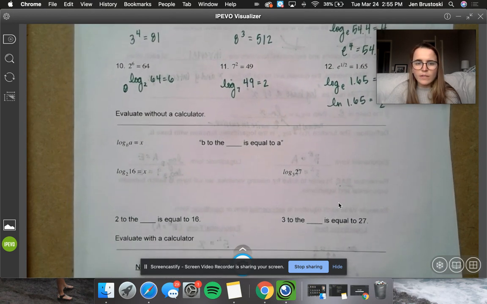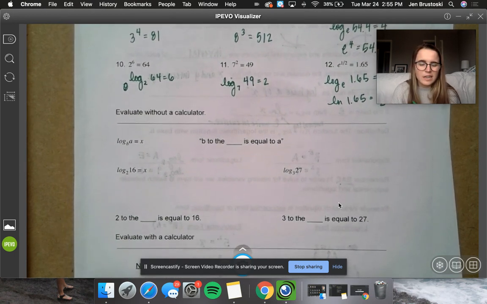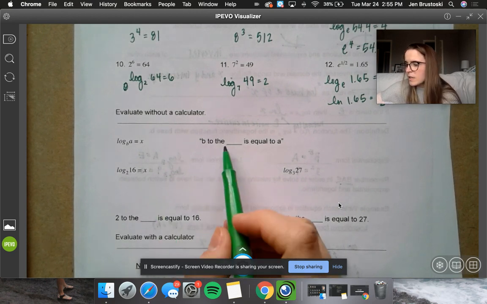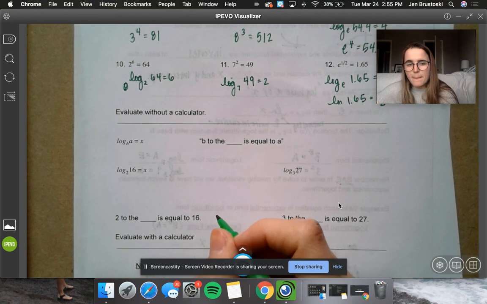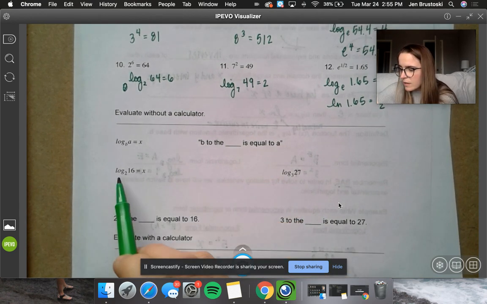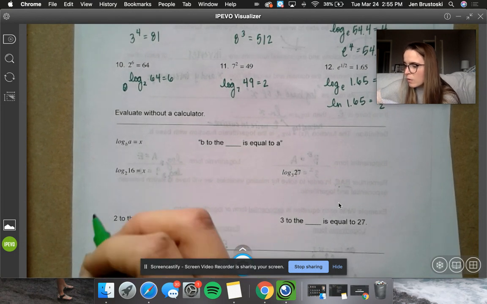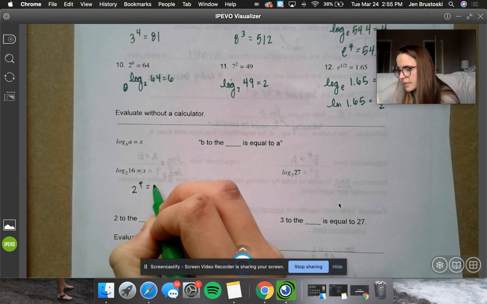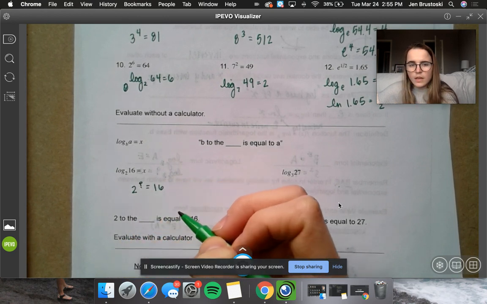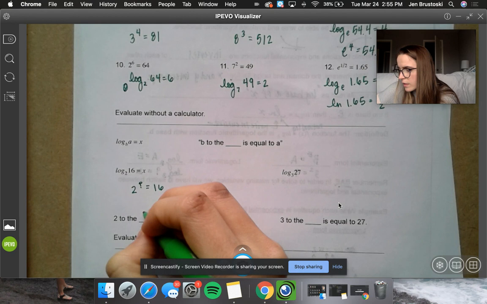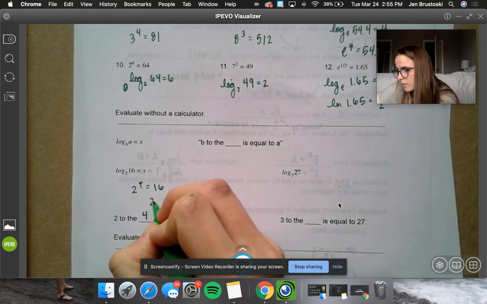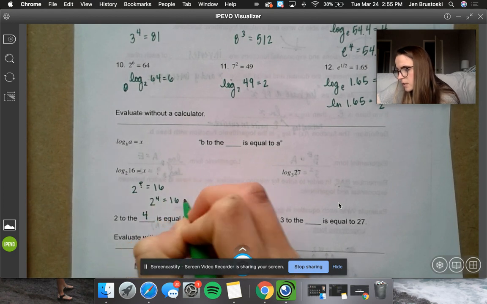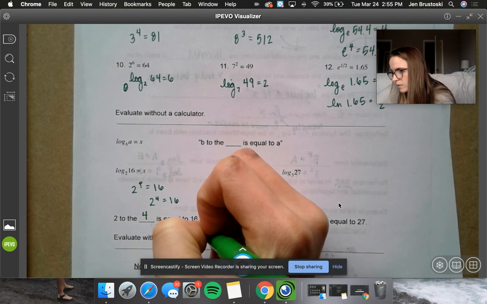All right, evaluating without a calculator. This is pretty simple as well. What we're asking ourselves is b to the what is equal to a. So for this one, I've got b is 2 and a is 16. So 2 to the what equals 16. And 2 to the 4th is equal to 16. So then x is equal to 4.